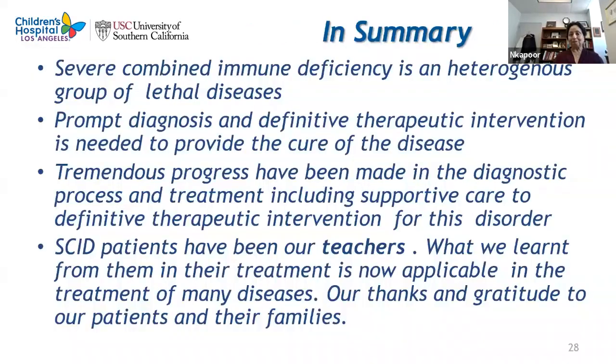So in summary, what we know is that severe combined immunodeficiency is a heterogeneous group of diseases, and some of them are lethal, no question about it. So we do need prompt diagnosis and definitive therapeutic intervention as needed to provide the cure of the disease. But we also recognize that tremendous progress has been made in the diagnostic process and treatment, including the supportive care. That has also gotten better since we first started doing the transplant in these patients.